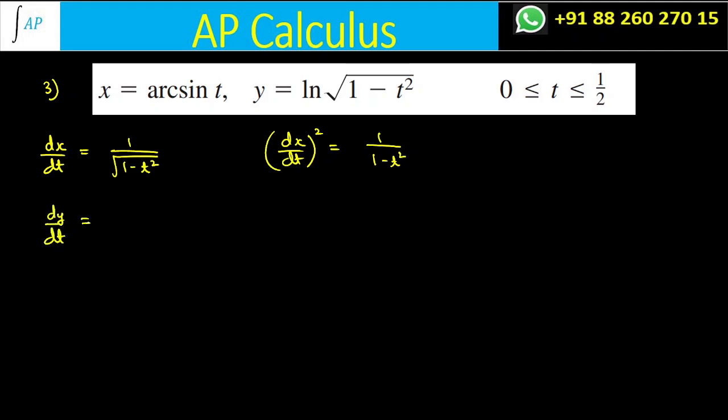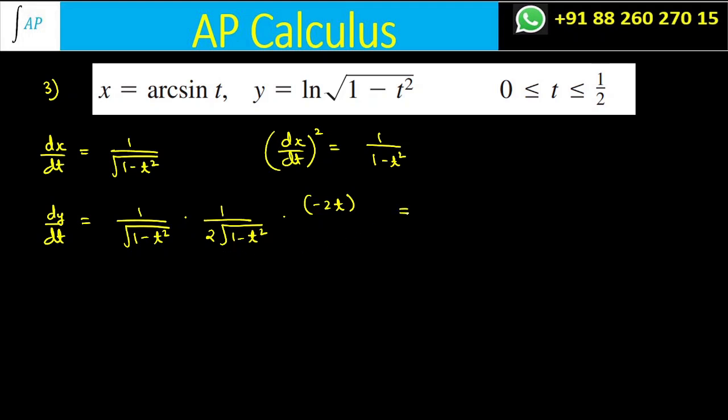Now for dy over dt, to differentiate this we have to use the chain rule. First, differentiation of ln will be 1 upon root of 1 minus t square. Then differentiation of this root of 1 minus t square, differentiation of root is 1 upon 2 root, so 1 upon 2 root of this thing. Now inside the root we have 1 minus t square, so differentiation of 1 minus t square is negative 2t. To understand the concept of the chain rule, like how I am doing it fastly, you can refer to my other videos which are available on my channel.